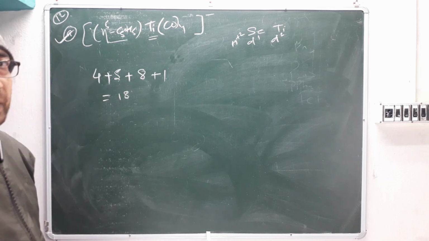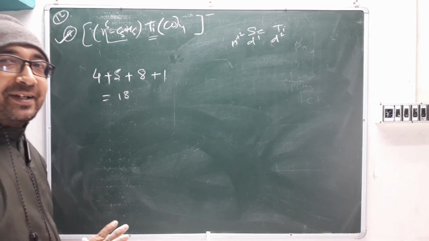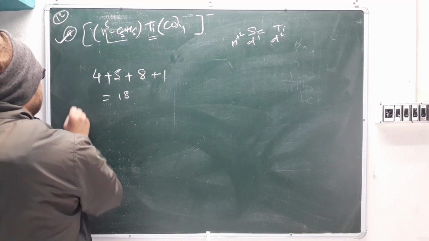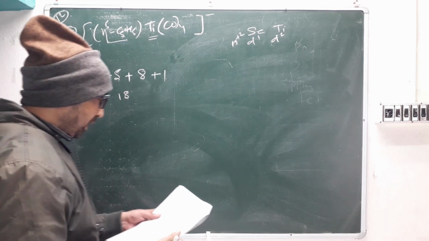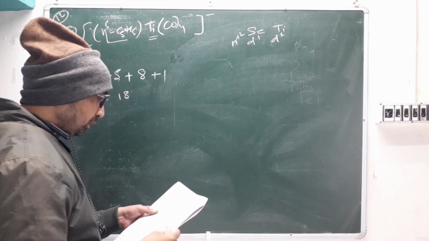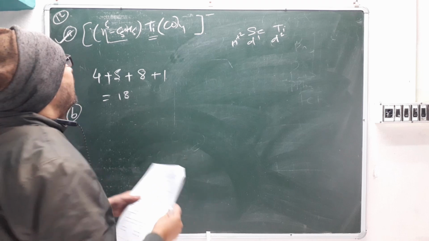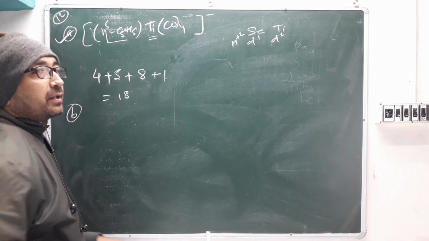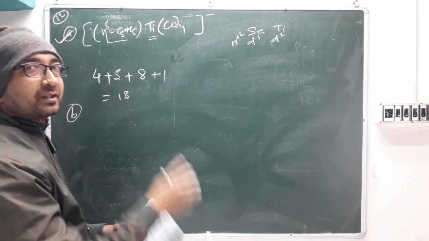This is an MCQ, right? So only one option will be correct. Option A itself is correct, but we will solve for all. Option B. We have to find the one that doesn't obey. This is obeying, right? We have to find what doesn't obey, so this is not the correct option.